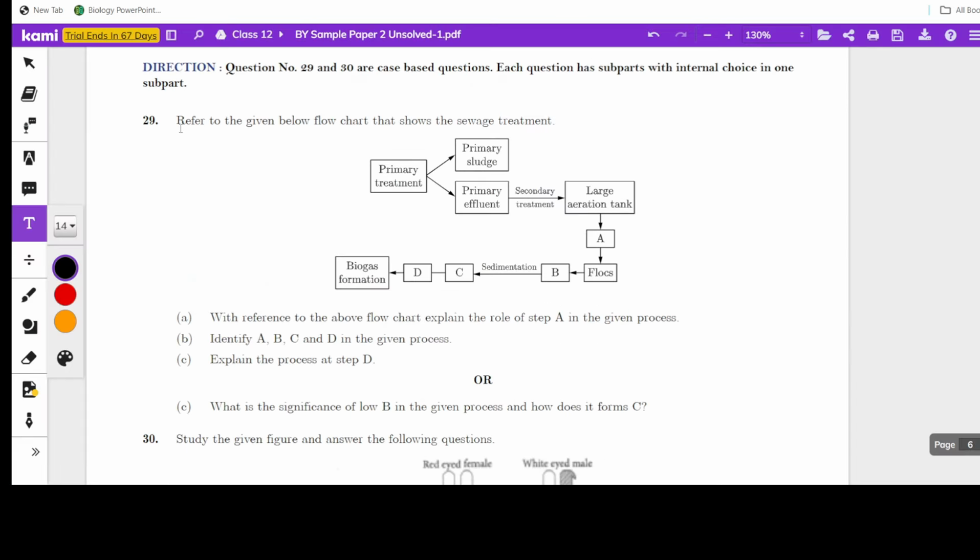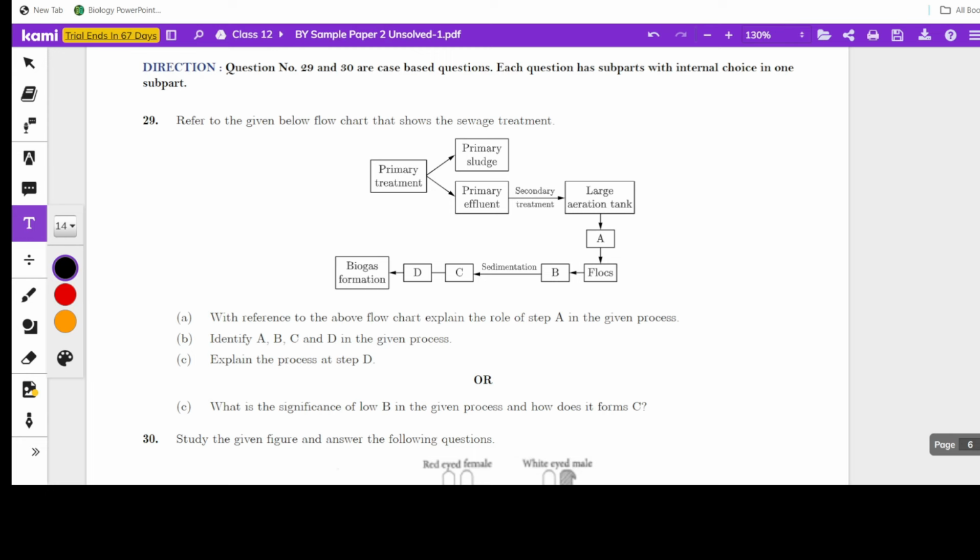Then section D: refer to the flowchart given below, which shows sewage treatment. So please take the sewage treatment topic from Microbes in Human Welfare. Exactly the procedure of sewage treatment is mentioned here. What's the first box given here? Primary treatment, and as a result we get primary sludge and primary effluent. We are just focusing on the effluent. Effluent is subjected to secondary treatment, where it is sent to a large aeration tank.